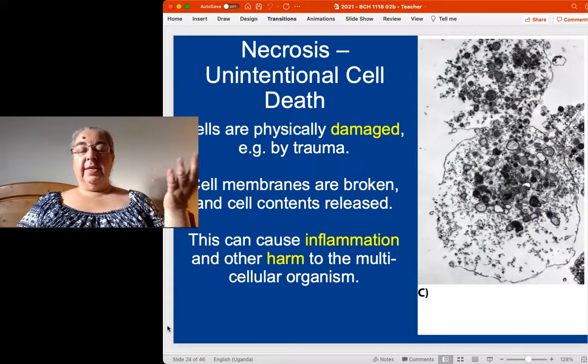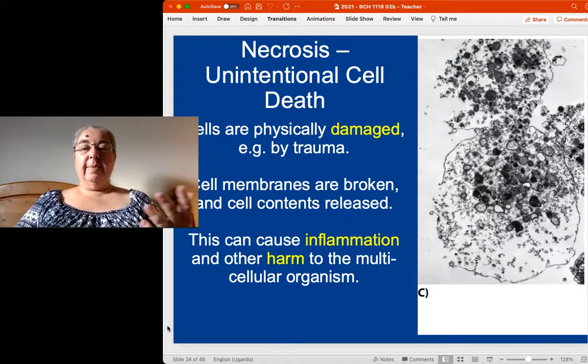Another example is the sort of trauma that we're all familiar with. A person might fall down, for instance, and their flesh, their body becomes bruised and scratched or cut. The cells in that injured part of the body have been damaged by that trauma of falling, or perhaps even a worse accident like a car accident. So if this sort of trauma happens, it tends to break open the cell membrane.